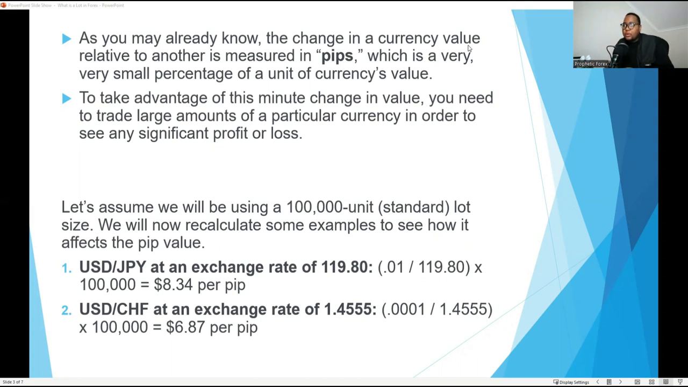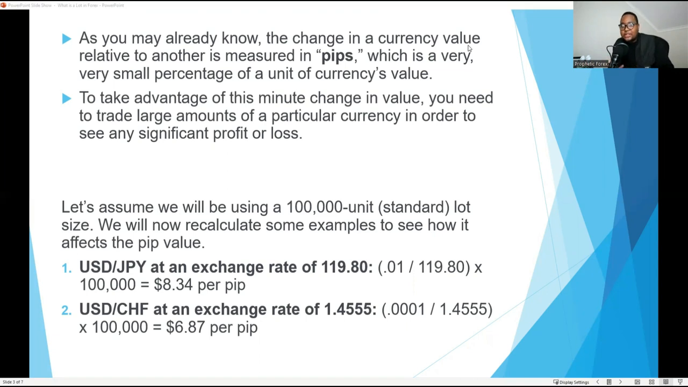So 0.1, which is 1 pip, stands for 1 pip. Of course, then we have divide by the exchange rate times the lot size. That will actually give you $8.34 per pip. So it shows you per pip, if you use one standard lot, that means it's going to give you $8, approximately. Then of course you have USD CHF.